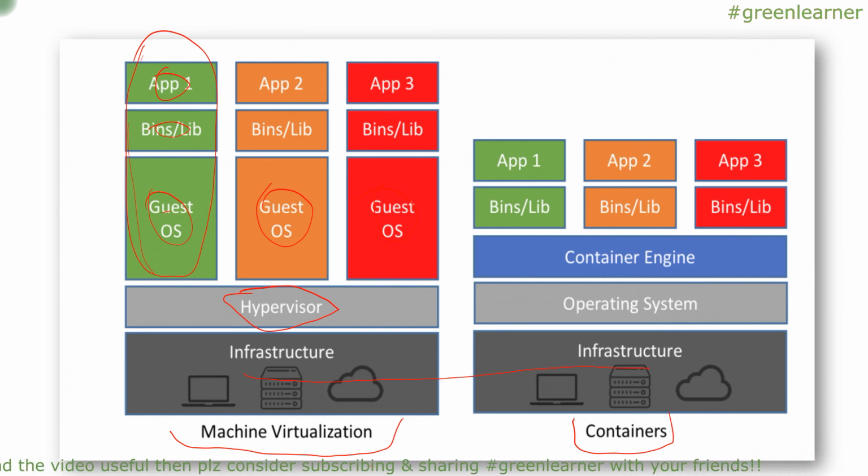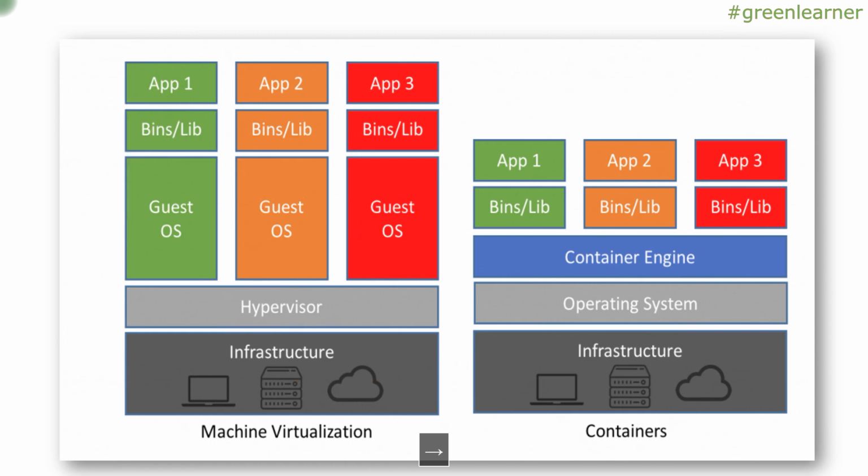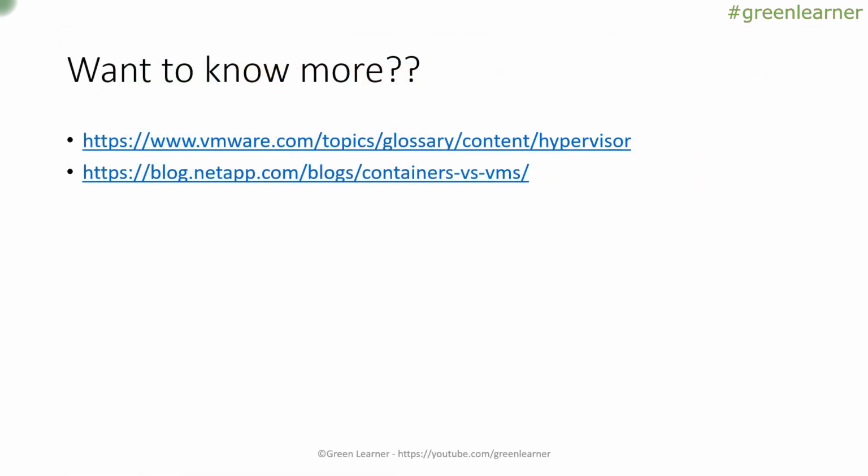And if I compare it with the container here, we have infrastructure, and then we have the operating system, then we have a container engine to manage the containers. Then we have the application and binary libraries. So now you can understand the difference between VMs and containers. That's all that I wanted to explain about containers and VMs. If you want to know more about these, these are the links that you can go ahead and check out in more detail.